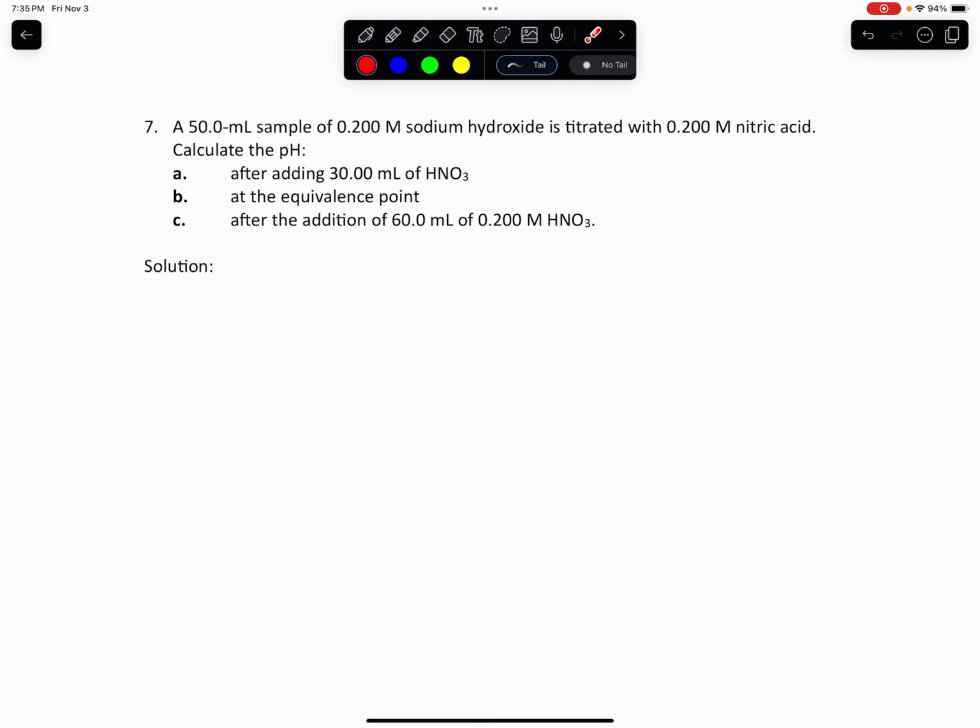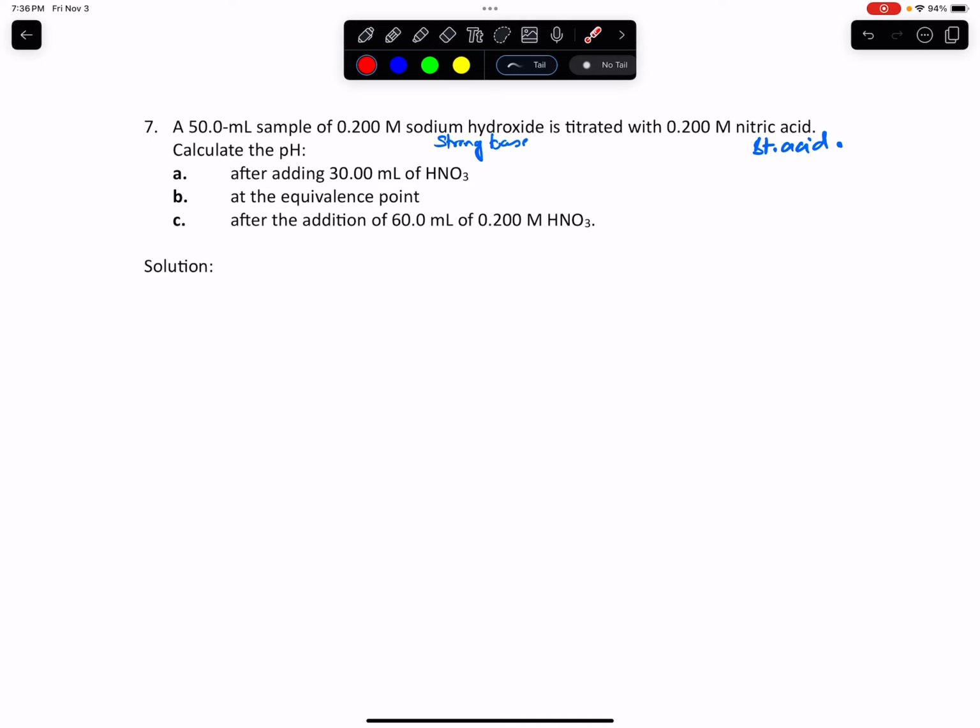Okay, so the first thing we need to understand is that in this problem, they've given us a base and an acid, and the base is a strong base and the acid is a strong acid, which means there's no equilibrium. Because there's no equilibrium, we don't have to create any ICE tables. We literally take everything at its face value.